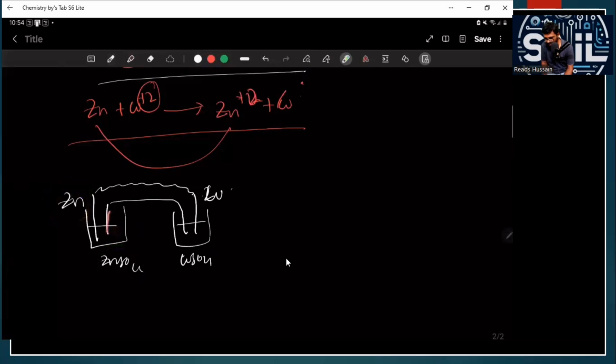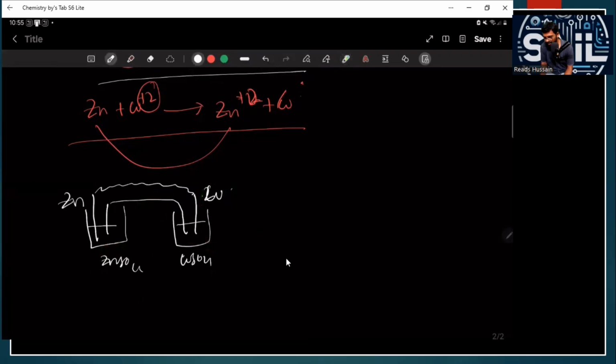Then here the salt bridge is there, no? The salt bridge is represented with two parallel vertical lines. Zinc rod and zinc sulfate solution, these two are separated by one vertical line. Similarly, zinc rod, zinc sulfate solution, salt bridge represented by two parallel vertical lines, then copper sulfate and copper. See, zinc metal rod, zinc sulfate, salt bridge, copper sulfate, copper.